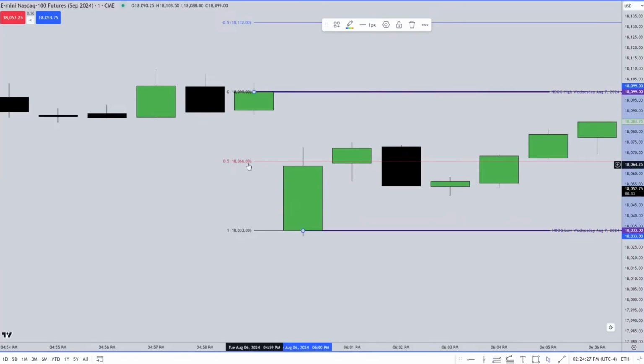And here is your consequent encroachment. That's the midpoint, okay? That's not equilibrium. Why is it consequent encroachment and not equilibrium? Because equilibrium is a range that has been delivered up and down, okay? Think of it like a trading range. This is not a trading range. It's a gap. It's a real gap.